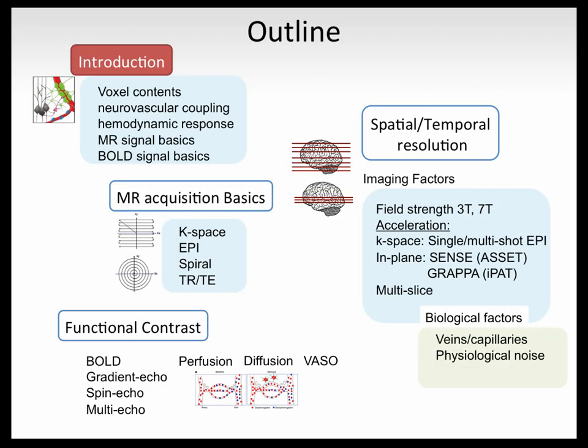So this is going to be the outline of the talk. I'm going to give a basic introduction of voxel content, some of the signal basics, some of the BOLD signal basics for what's being acquired in fMRI. I'll move on to actual acquisition basics and talk about some spatial temporal resolution trade-offs in the acquisitions, and also finish with different ways you can manipulate the functional contrast. In any of these topics, you can probably go to talks that are coming up in order to get any of these in a little bit more detail.